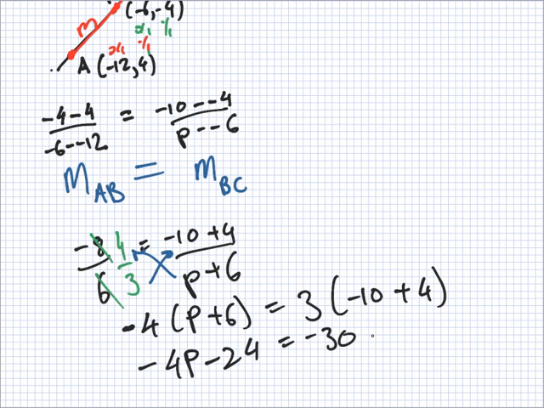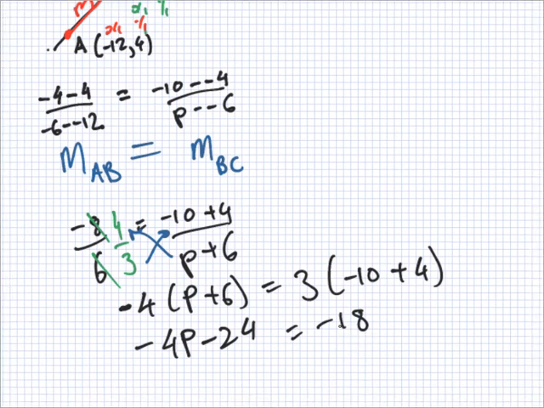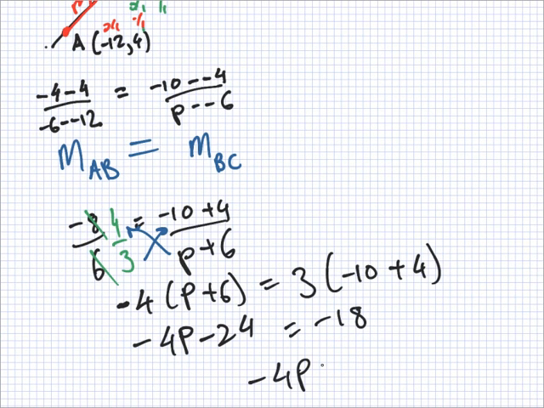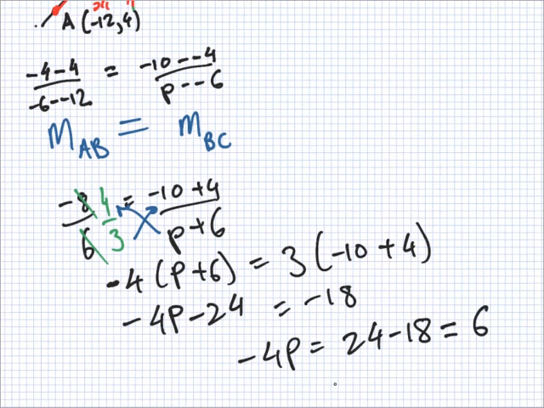Oh, what am I doing? Of course, I could add these numbers together. So minus 10 plus 4 is minus 6, times 3 is minus 18. So I get minus 4p equals 24 minus 18, which is 6, isn't it? So I finally get p equals 6 over minus 4, which is minus 3 over 2.